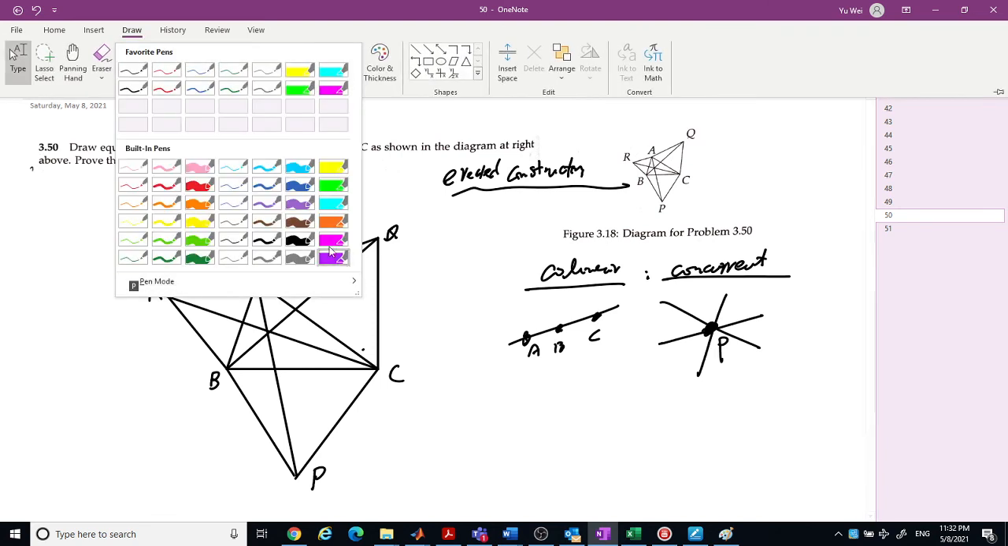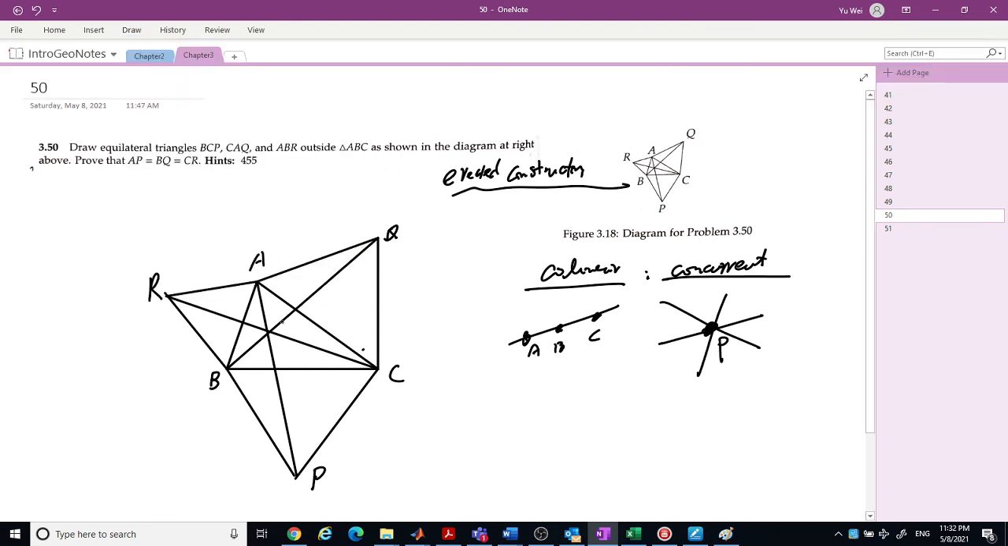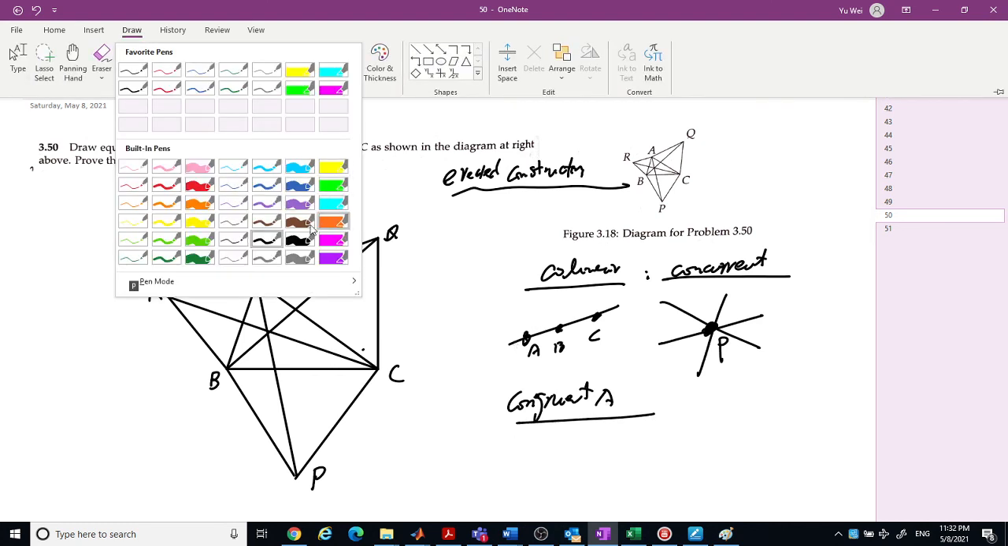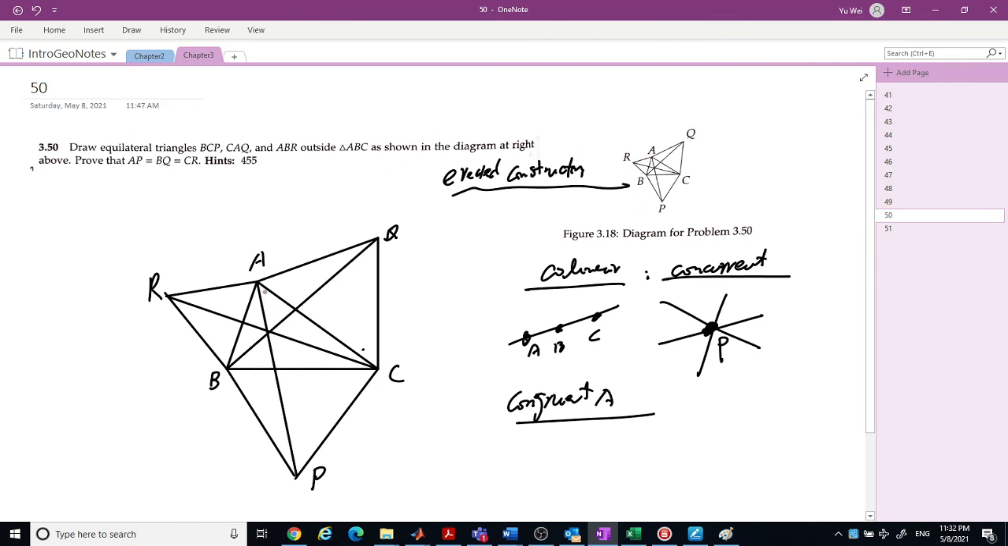So now let's see. Let's do it. Prove the AP equals... So the AP, BQ, and CR, if you want to prove it, still you need to put into congruent triangles. Let's see how we can do it. Let me use some color. So let's see the AP first, AP and the CR.